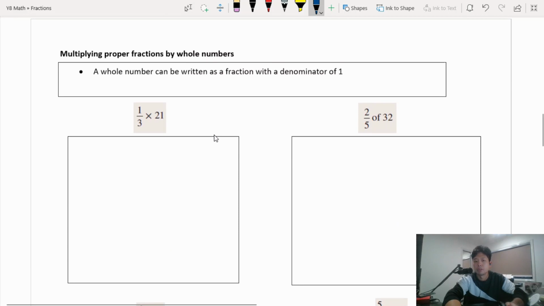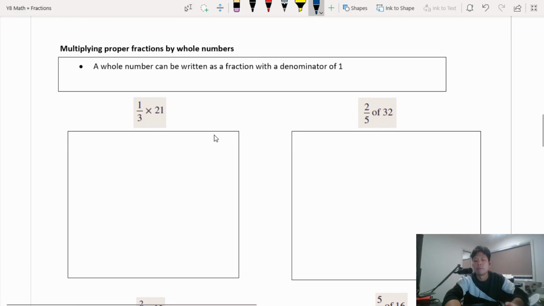So this time we're going to multiply proper fractions by whole numbers. So a key point here, a whole number can be written as a fraction with a denominator of 1. So 21 as a fraction would simply just be 21 over 1, and 32 as a fraction would simply just be 32 over 1. Alright, now let's work through these together.